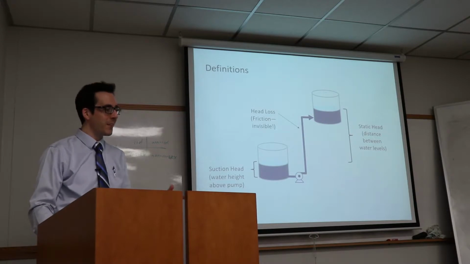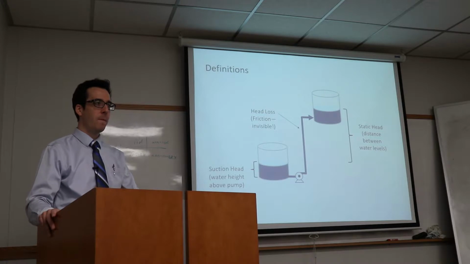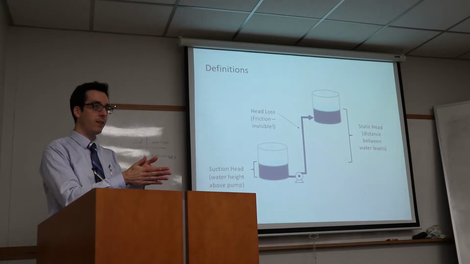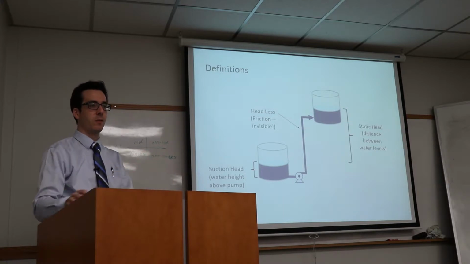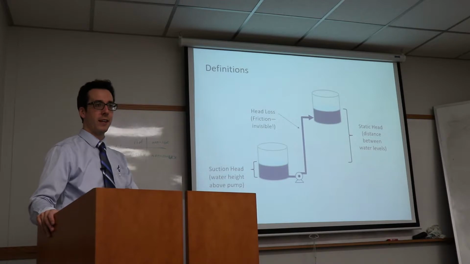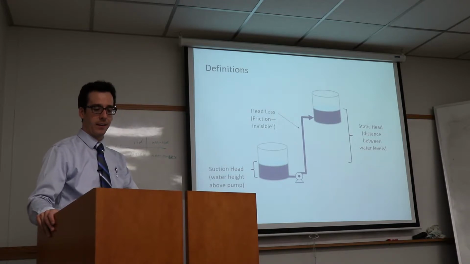And it's invisible, so it's kind of hard to show on this graph, but it occurs in the pipes and in the fittings and things. As fluid rubs against the pipe wall, there's some friction there, and it slows the water down, loses some pressure. And so we have to make sure that we consider that too in our head calculations.